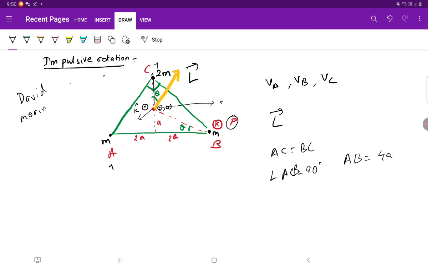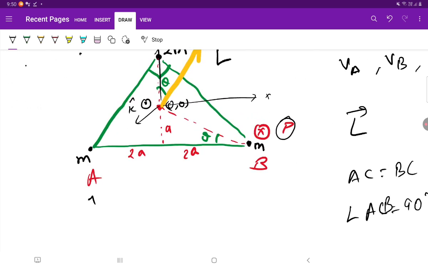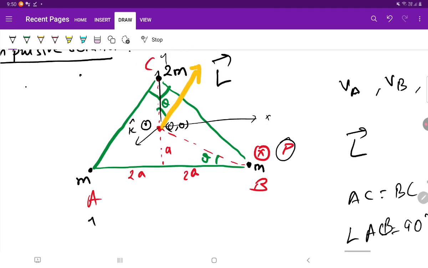Okay, so let's get started. Can you tell me where the center of mass of the system is? You can find that the center of mass is at a height a from the base AB, along the altitude of AB from C, that is, on the line joining C and some point D, where D is the midpoint of AB.